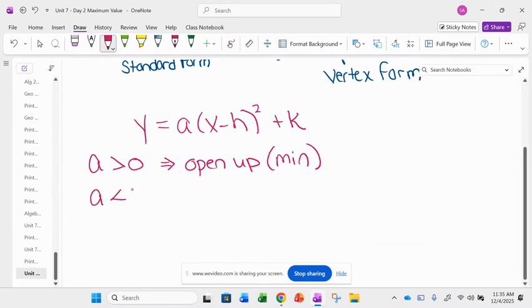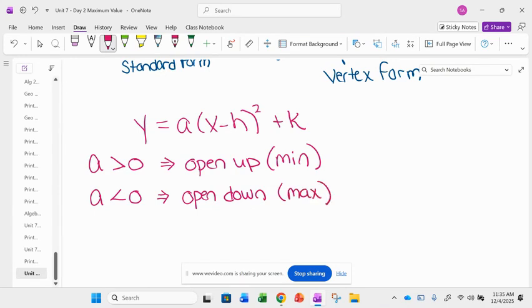If a is less than 0, which means it's a negative number, that means we're going to open down. And you think we'll have a max or a min? Maximum point. Okay, the combination of h comma k, that's going to be our vertex point. So (h, k) will be the vertex.